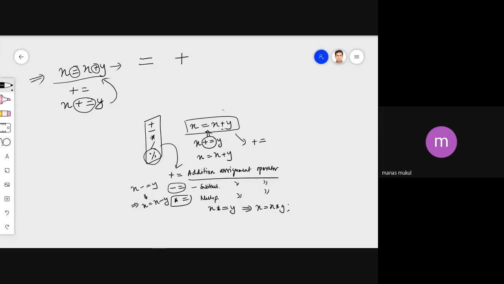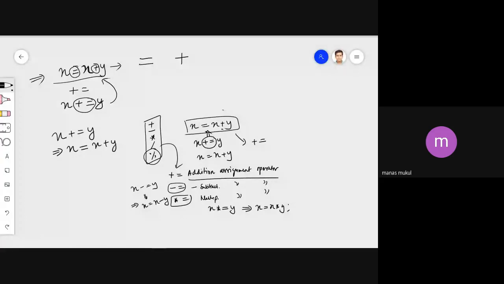So what we are basically trying to do here is replace the repeated use of x. x is written only once, and we are writing this addition assignment operator. The way the compiler is going to process this statement is as x is equal to x plus y.